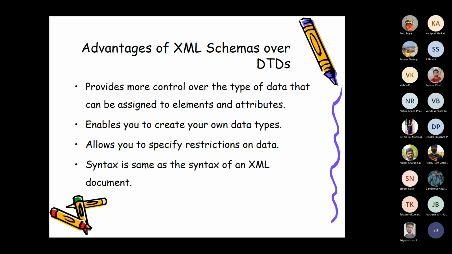Also, you can specify restrictions on the data. Say, for example, you are putting in a phone number. You can just put it as a number in the case of a DTD. Here, you can say it should be a number, it should be a 10-digit number, and it cannot start with a zero, and so on. So that way, it makes it more flexible, and it makes it deeper in terms of its complexity. The syntax is the same as the syntax of an XML document. I mean, it looks the same way.